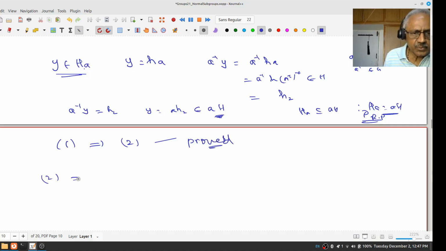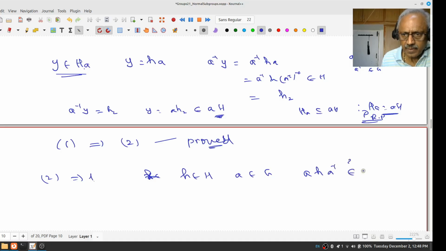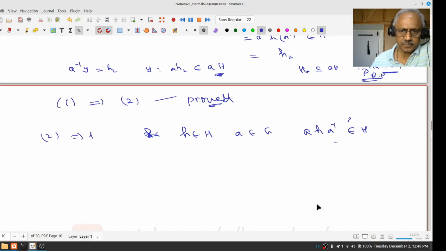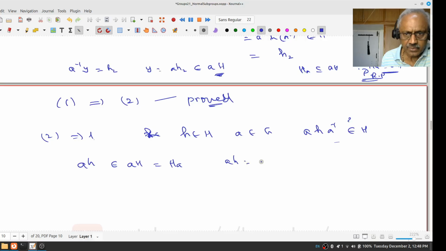Now, let us say 2 implies 1. So, what does it mean? You are going to give me an element, let me call it H, H in H, A in G. I want to prove that AHA inverse is in H. This is all I have to prove. Now, I know AH belongs to A times H. But that is equal to HA. Therefore, AH is equal to some H1A. Correct? Because this element is an element of HA.